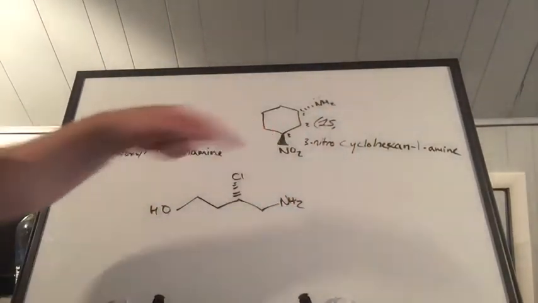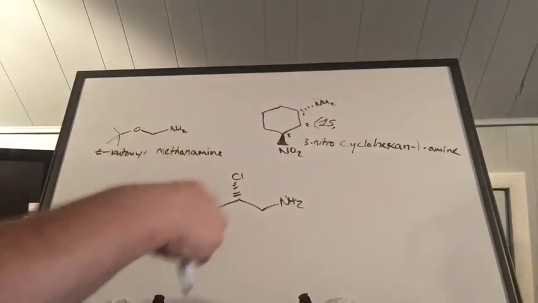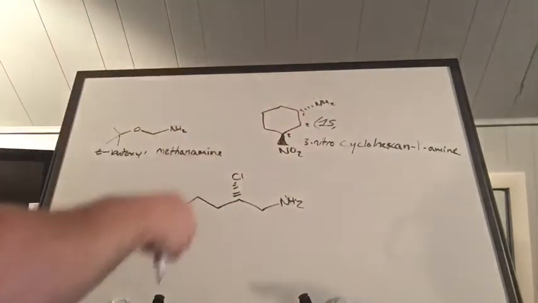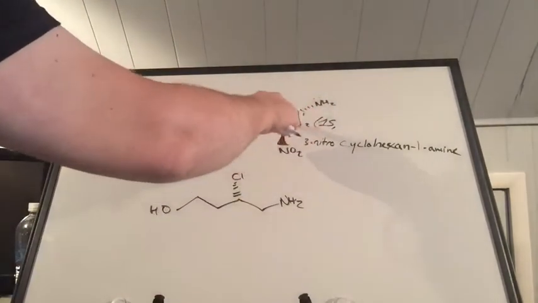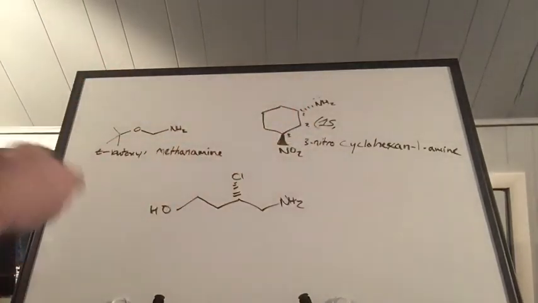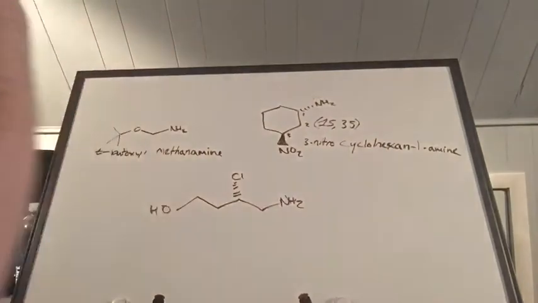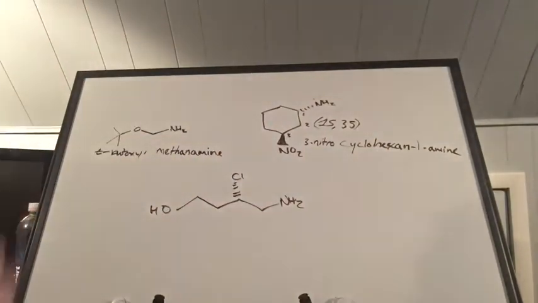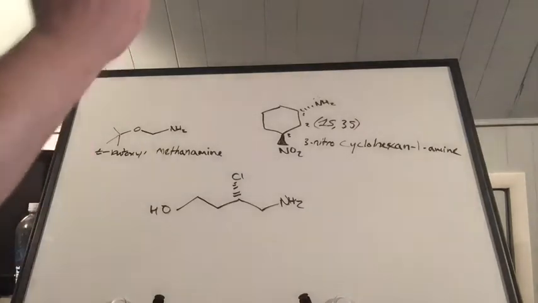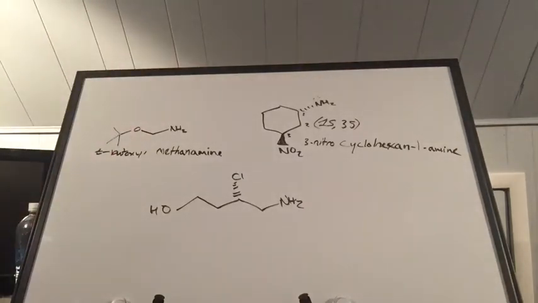Okay, and then 3, we don't have to flip anything over. This side's going to be higher priority, so it's going to go 1, 2, 3. So that's also going to be S, so we'll put 3S. Okay, so 1S, 3S, 3-nitro, cyclohexane, 1-amine for the particular branching side for the amine.